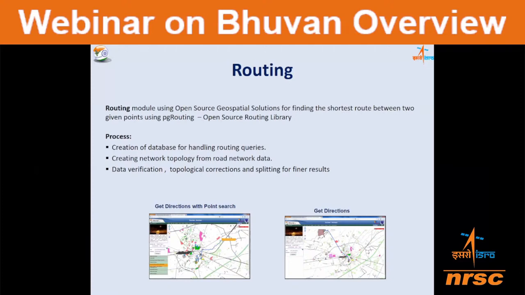Suppose we have a tourism portal for Amritsar. There we have added it using the open source libraries with the help of pgRouting. User can select the source and destination, and we will provide the shortest route with the directions.